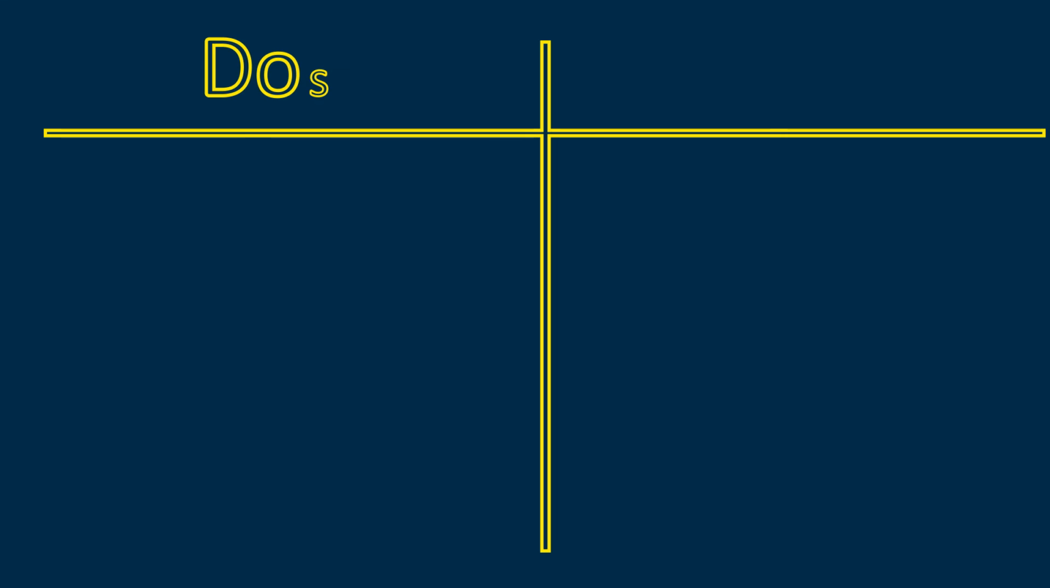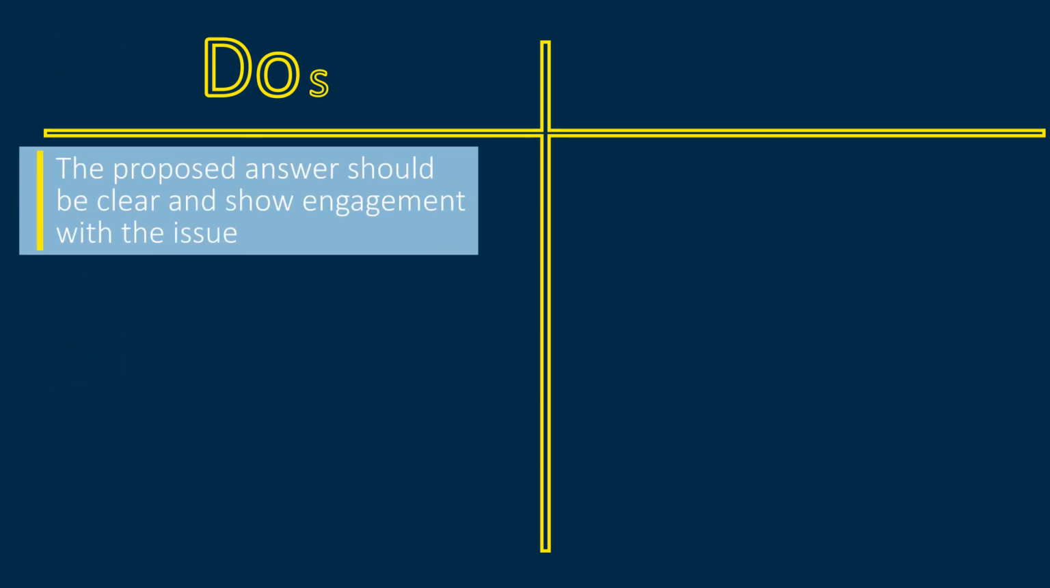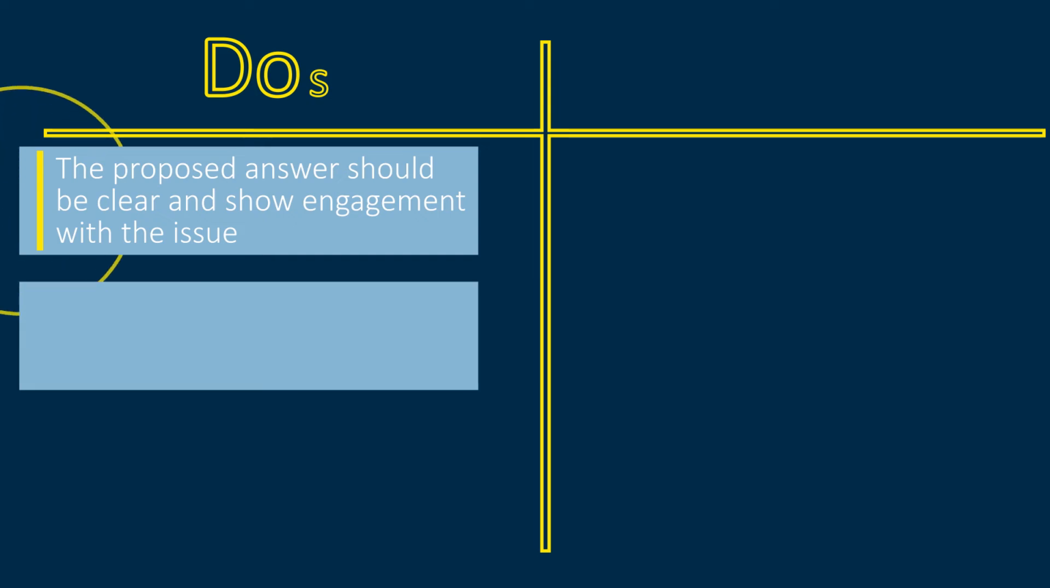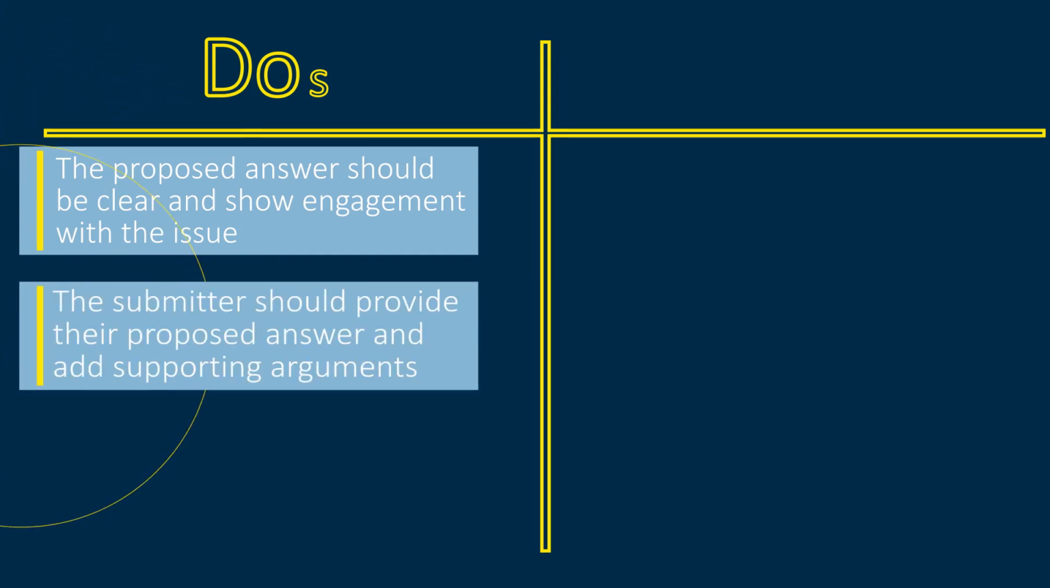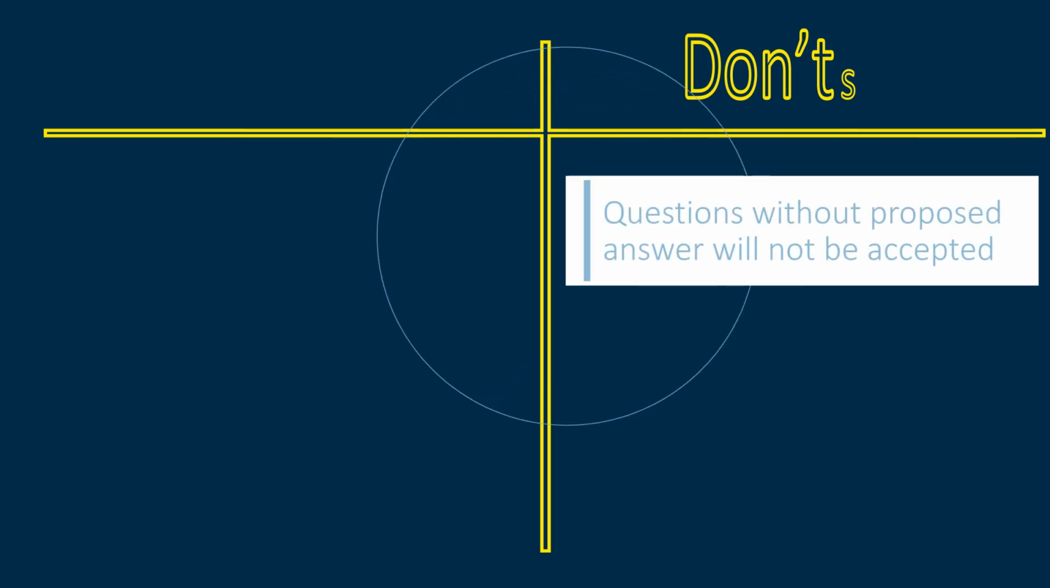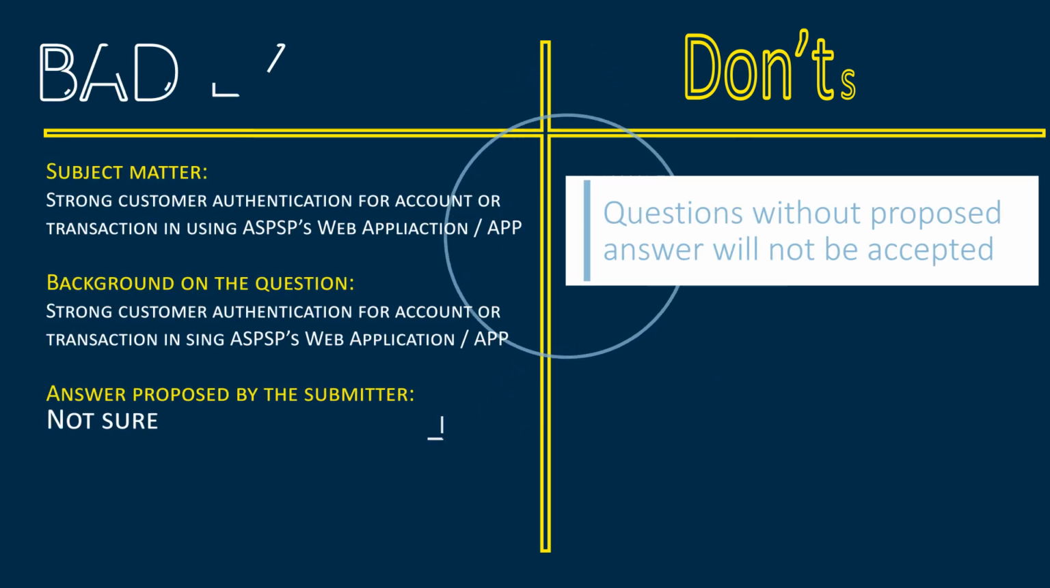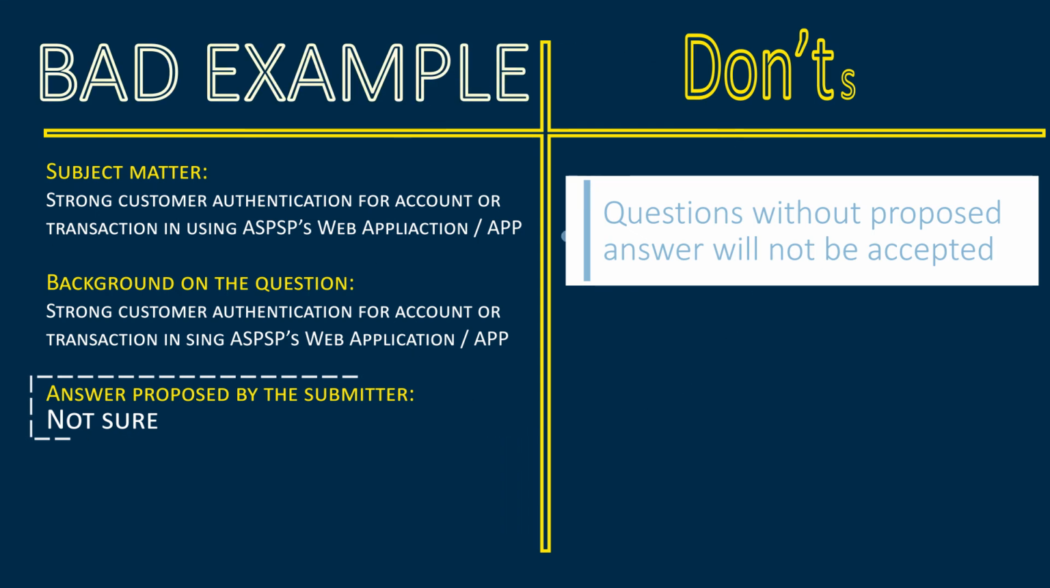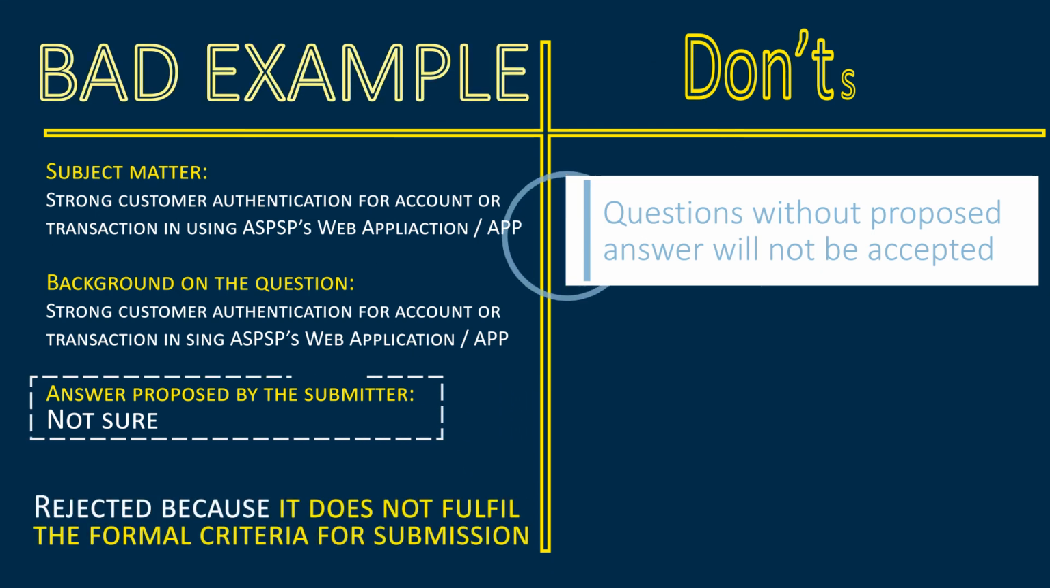In the answer field, the proposed answer should be clear and show engagement. The submitter should provide their view on what the answer should look like and add arguments supporting this view. Regarding don'ts, questions without a proposed answer won't be accepted. This cannot be accepted as there is no proposed answer.